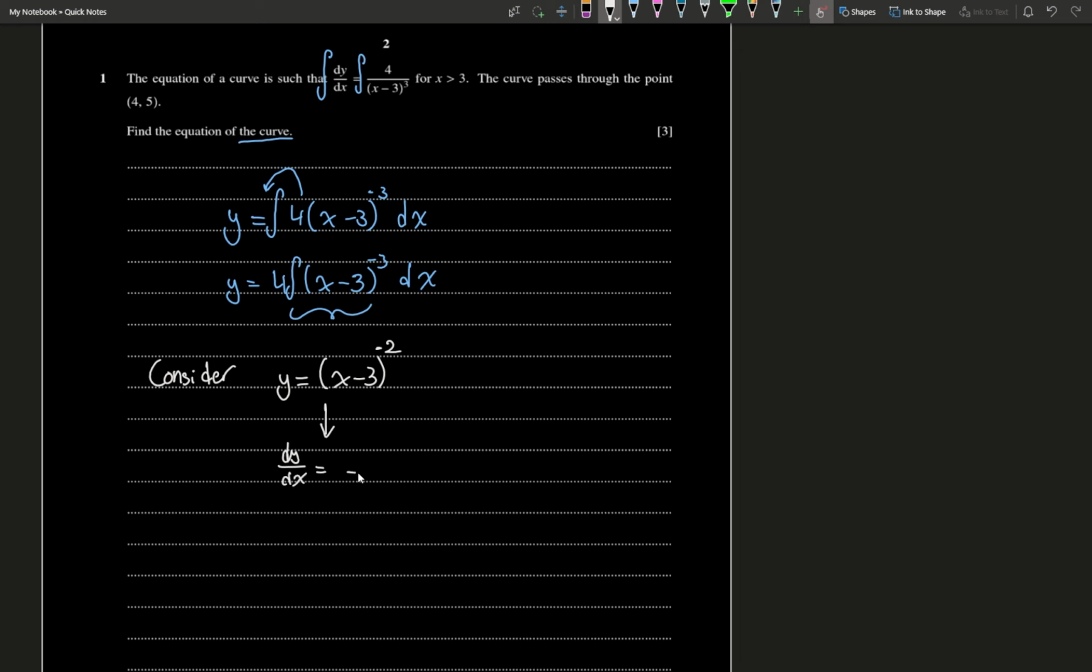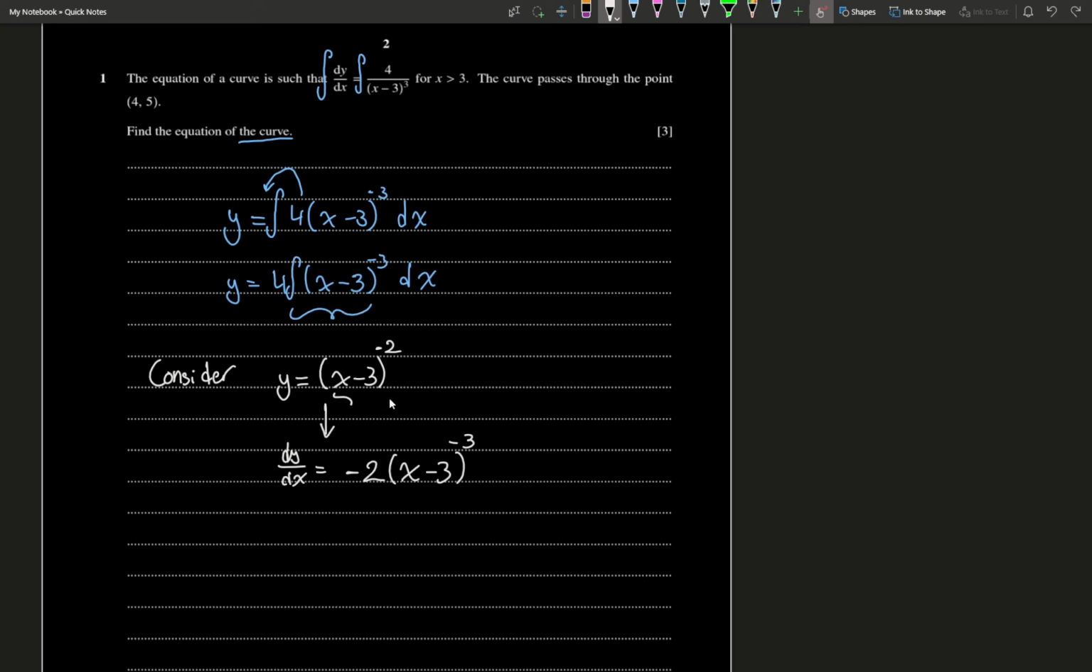It's going to be equal to negative 2 multiplied by the derivative of what's inside the bracket, multiplied by x minus 3 raised to the power of negative 2 minus 1, which is negative 3. Negative 2 times 1 is negative 2 again, times x minus 3 raised to the power of negative 2 minus 1, which is negative 3. Basically the derivative is the same, but we have to divide by negative 2.